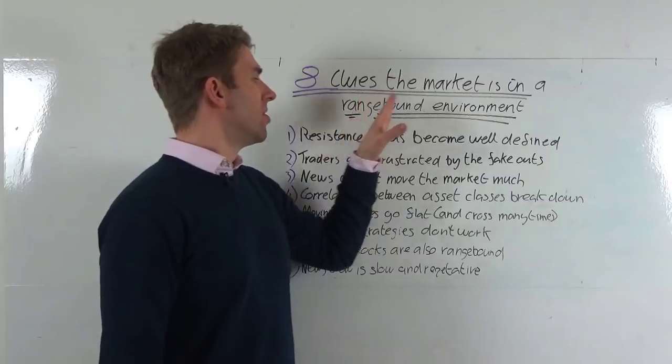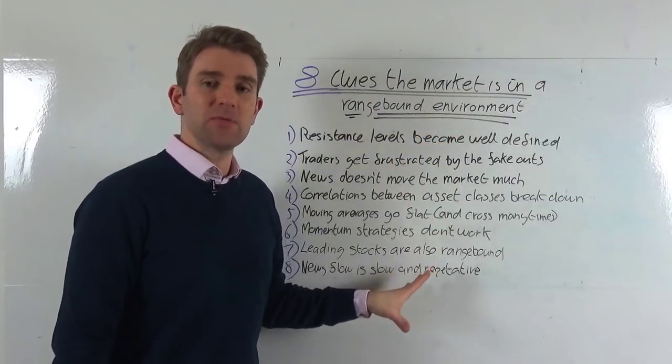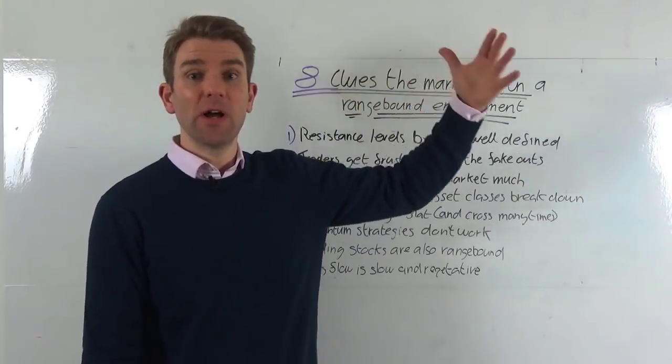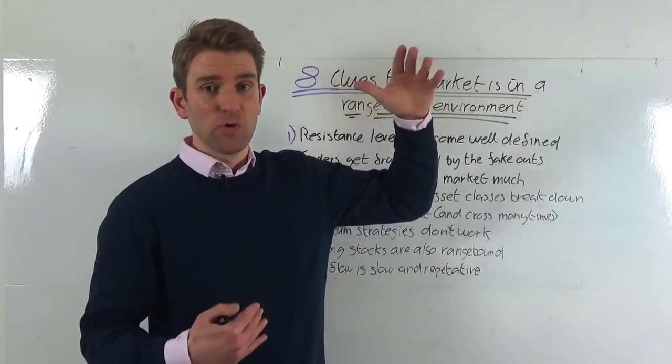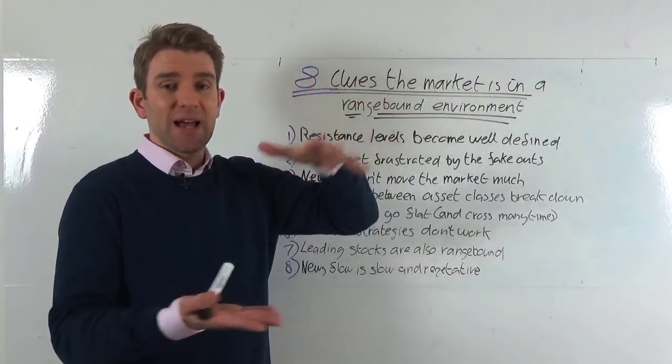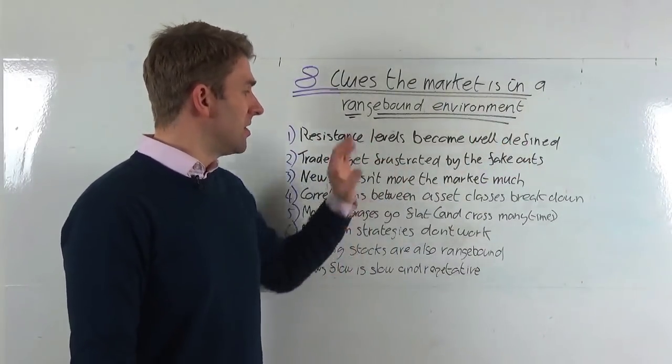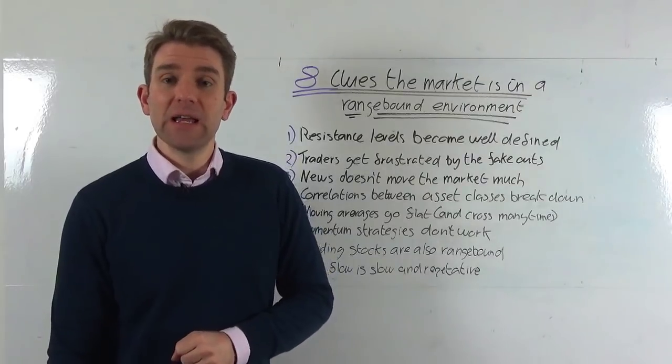Range-bound environment: one to avoid, obviously, if you're trading momentum strategies, but one to seek out if you're trading those mean reversion plays and you like trading the fake outs, you like shorting at highs, buying at lows, and trading against the people who are looking for momentum. So just some clues to look for if you're trading in a range-bound environment.